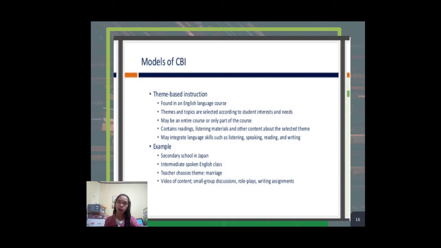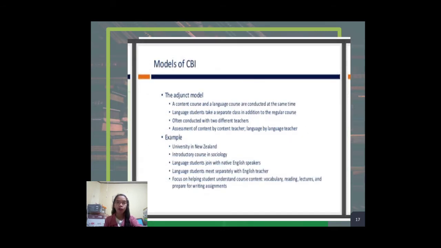An example, a secondary school in Japan, an intermediate spoken English class. A teacher chooses the theme, marriage. Video of content, small group discussion, role playing, and writing assignments. We also have here the adjunct model.